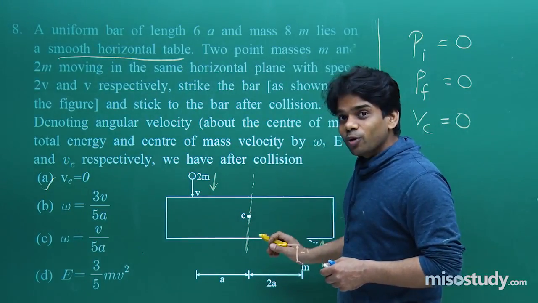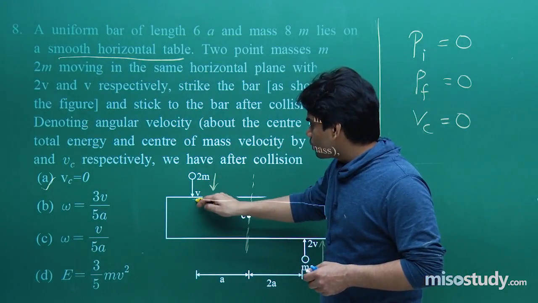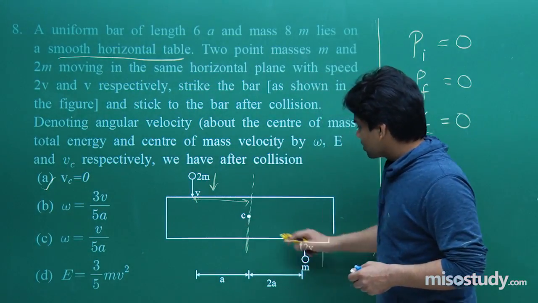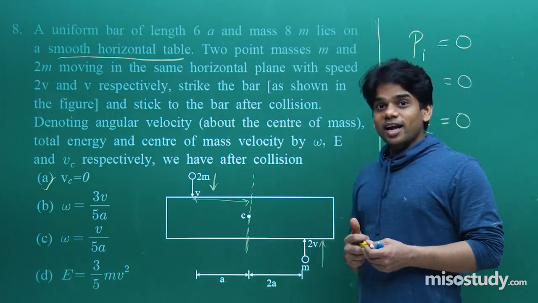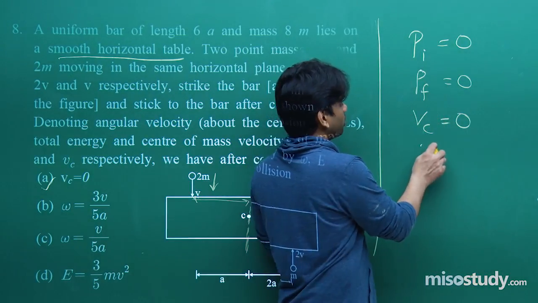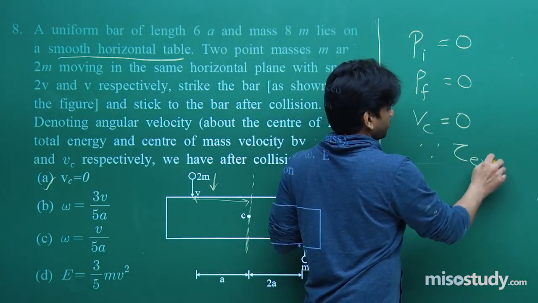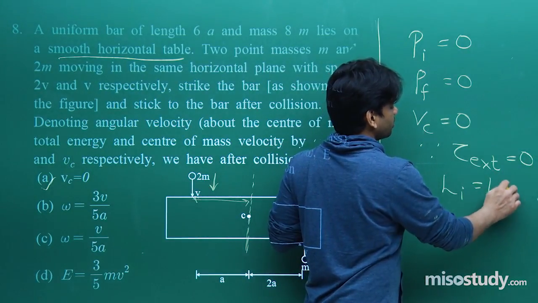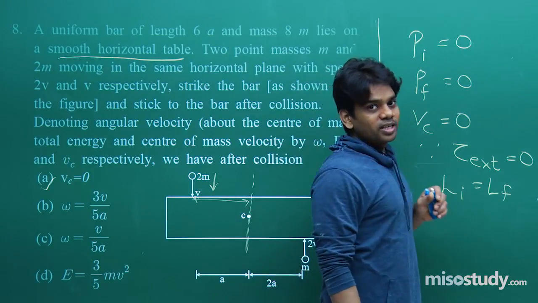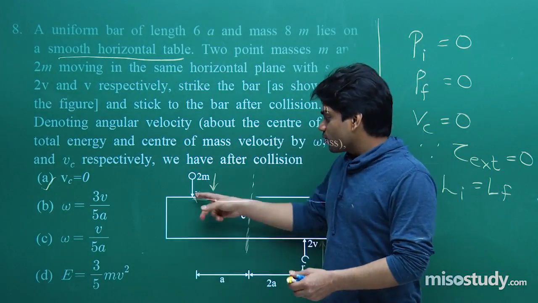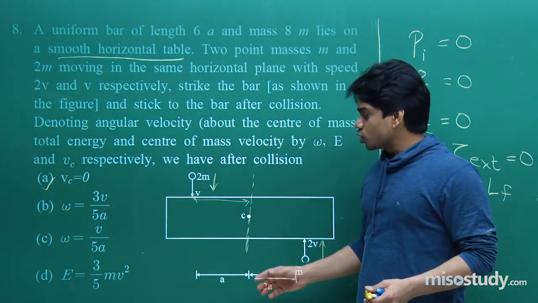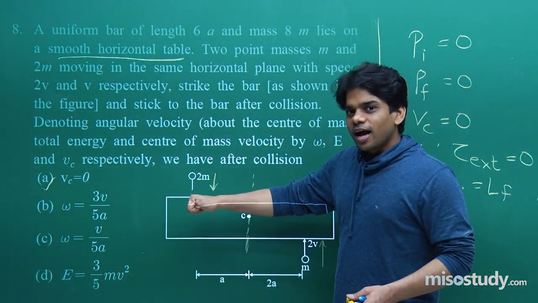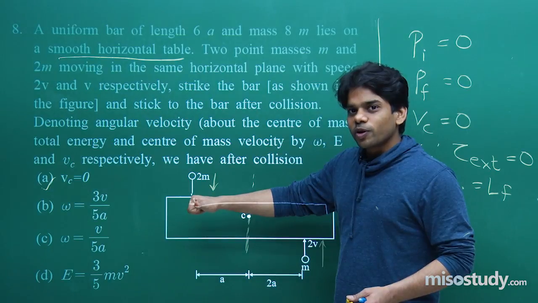So angular momentum due to this body, this distance is given as a, and this distance is given as 2a. Since there is no external torque, we can write that angular momentum will remain conserved. Angular momentum due to this body, its velocity is here. We have to do r cross p. If we do r cross p, thumb is pointing outwards, so the angular momentum direction is out of the plane of the board.